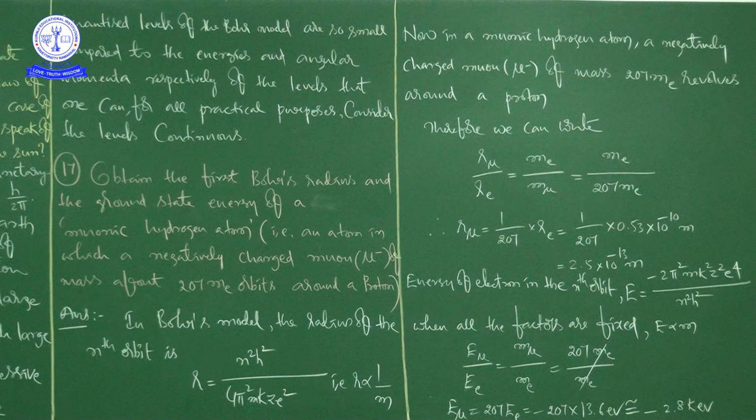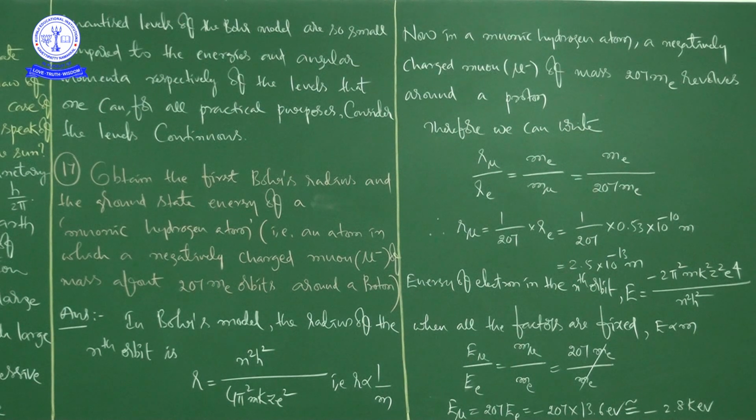So what is this muonic hydrogen atom? An atom in which a negatively charged muon of mass about 207 m_e, where m_e means the mass of the electron, orbits around a proton. So the muon has a mass about 207 times greater than the mass of the electron.